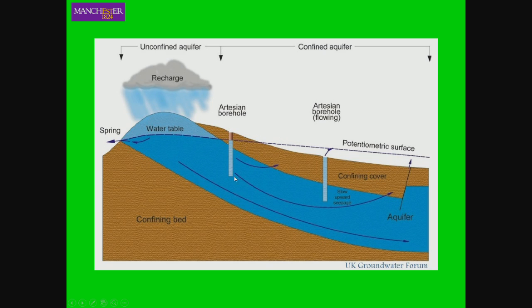Here we have examples where the potentiometric surface will tell us, if we drill a borehole and don't pump it, are we going to get water flowing out or not? In this case, the land surface is above the potentiometric surface, so we don't have a flowing well. We have to put a pump down the well to get the water out. Over here, the potentiometric surface is above the ground, so if we drill a well, water is going to come out all by itself. We don't need to do anything to get the water out.